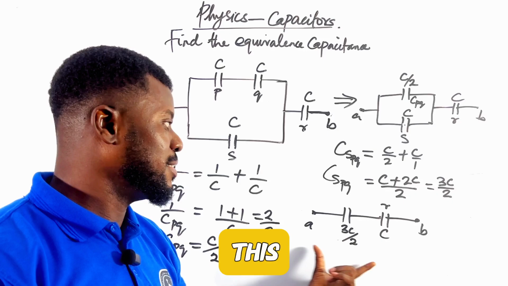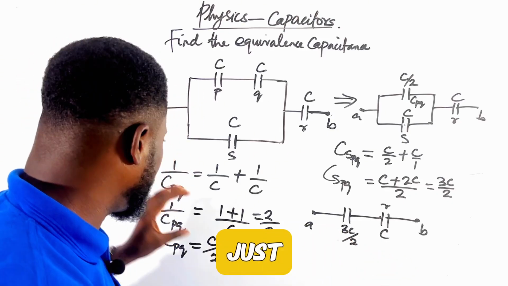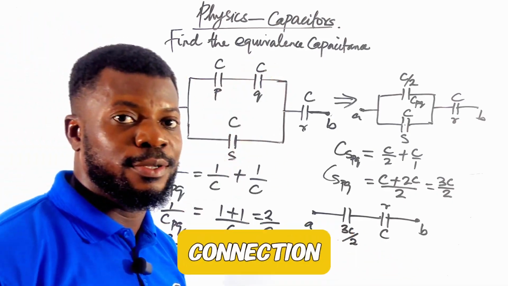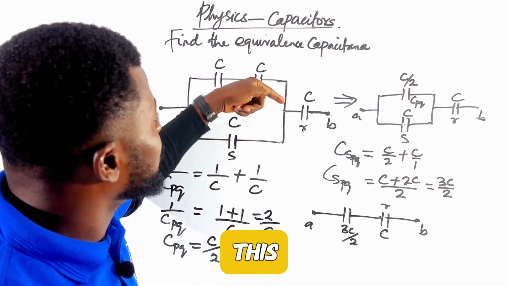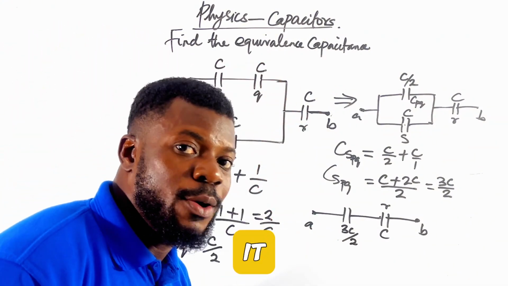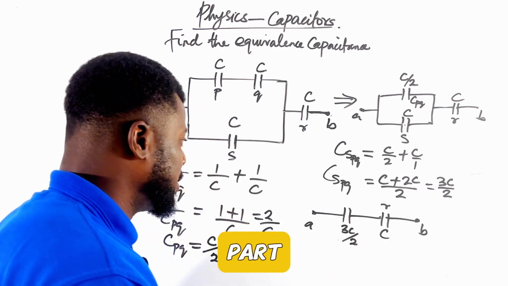So we can now solve this serial connection again, just like the way we did for this particular serial connection. That's pretty simple. So somebody will ask, why don't we do this? These guys are not in series, they can't be done that way. That's how I have to do it part by part.